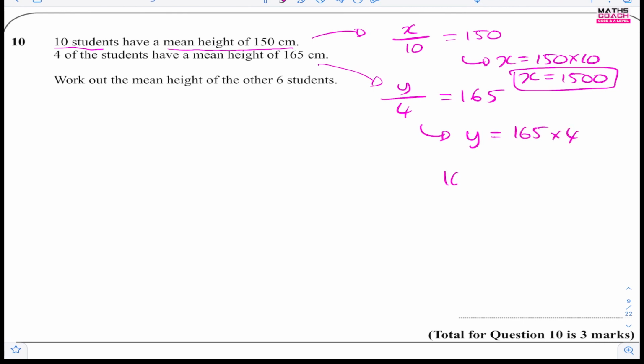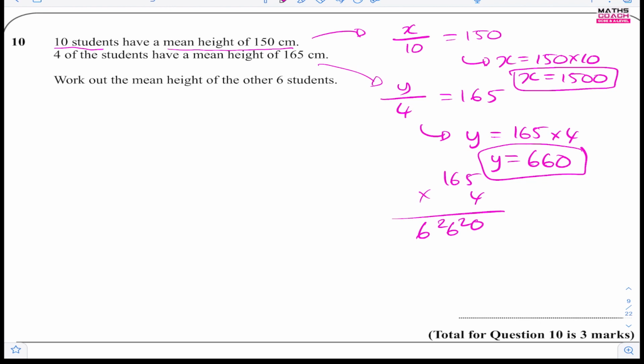You could use long multiplication for that if you're not sure how to do this. So let me just show you this quickly. 5 times 4 is 20, 4 times 6 is 24, add the 2, 26, carry the 2, 4 times 1 is 4, and add the 2, which is 6, so 660. So therefore y is equal to 660 right there.